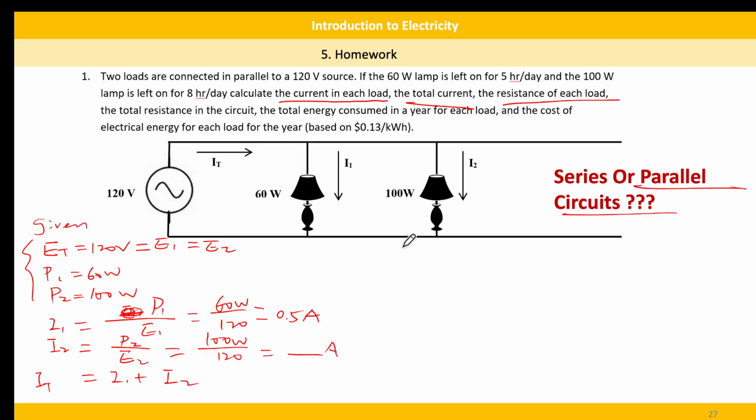Resistance of each load: R1 is E1 divided by I1. What is E1? 120 V, right? I1 you calculated right here, 0.5. How about R2? E2 divided by I2. This one you got from here, okay? I don't want to calculate because it's homework. I'm just letting you know the method. And then total resistance. This is parallel.